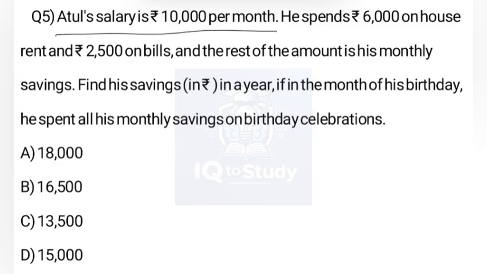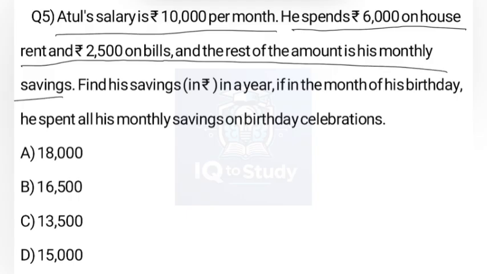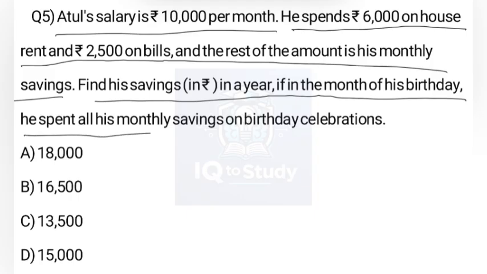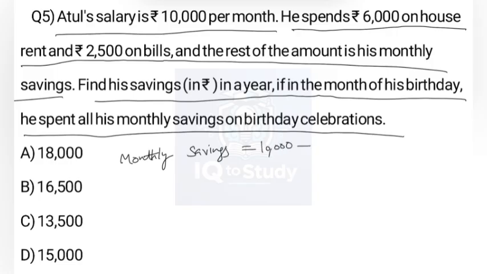Atul's salary is 10,000 per month. He spent 6,000 on house rent and 2,500 on bills, and the rest of the amount is his monthly savings. Find his savings in a year if in the month of his birthday he spent all his monthly savings on birthday celebrations. So, monthly savings is equal to 10,000 minus 6,000 minus 2,500, which is equal to 1,500.